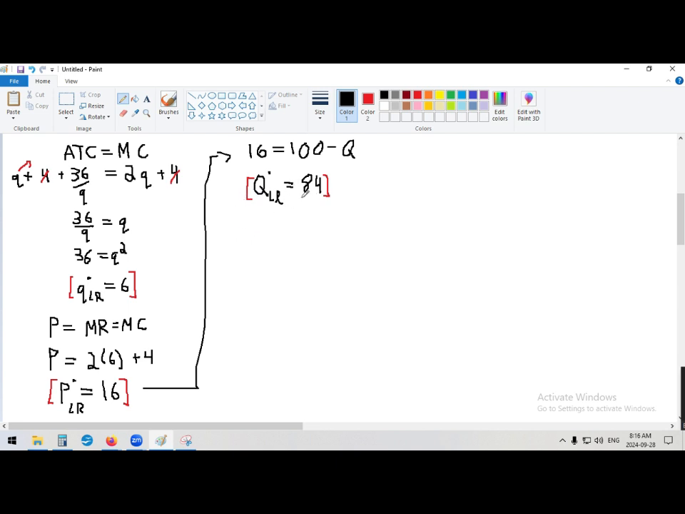And then now that we know how much the market produces and how much each firm produces, we can figure out the number of firms, which is just going to be the big market quantity divided by each firm's quantity. So here we're going to have 84 divided by 6. So that's going to be 14.